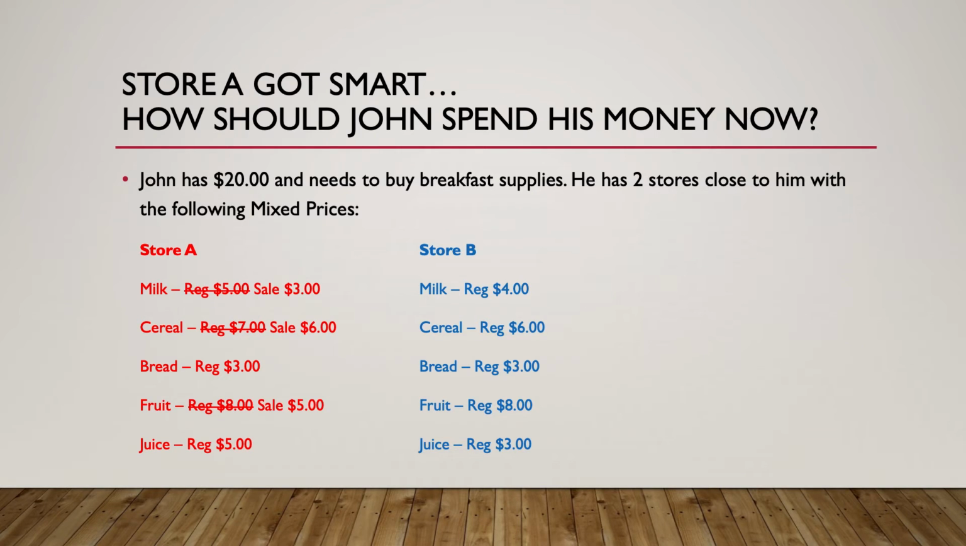So let's say store A got smart and started employing a mixed pricing strategy. Once again, John has $20, he needs to buy breakfast supplies, and store A and B are close to him. Store A has dropped the price from their regular retail for milk, cereal, and fruit. If John was simply buying milk, it would actually be better for him now to shop at store A than store B. If he was buying bread, then he's equally well off at store A or store B. And if he's buying juice, he's better off at store B.